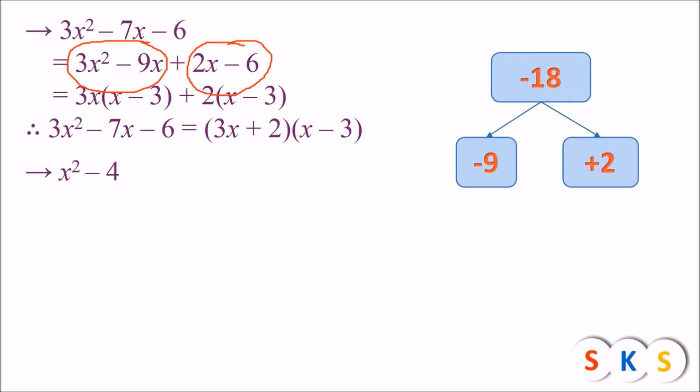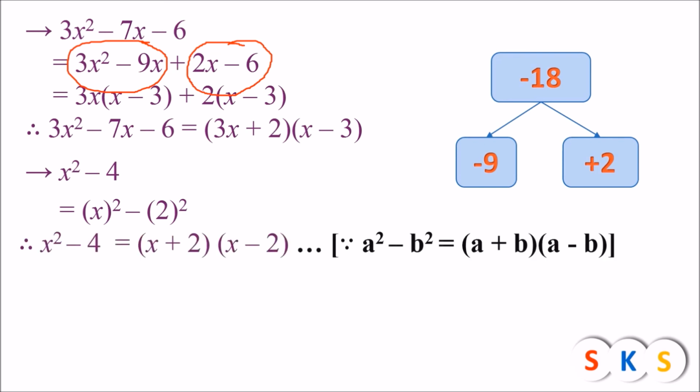Now we will factorize x square minus 4 also. You can see both the terms are perfect squares. The first term is the perfect square of x and the second term is the perfect square of 2. So we will write this as x square minus 2 square. Now it is converted into the form a square minus b square, and a square minus b square is equal to what? a minus b into a plus b. So what we will get here? x minus 2 into x plus 2. That is the factorization of x square minus 4.